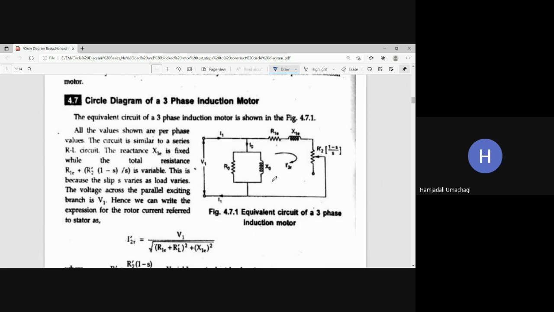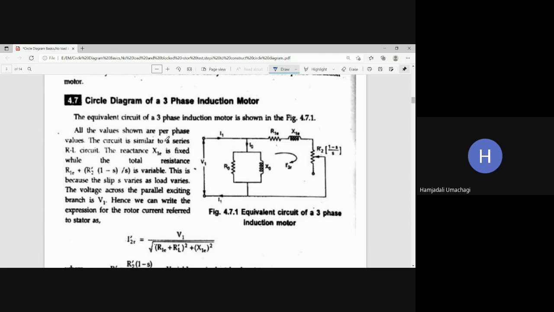Okay, so this is the equivalent circuit of a three phase induction motor, where everything we are going to represent in terms of resistance and reactance. So whatever series RL circuit concept we have seen now, the same series RL circuit we can correlate to the induction motor. Why? Because an induction motor is also simply a series RL circuit. All the values shown are per phase values.